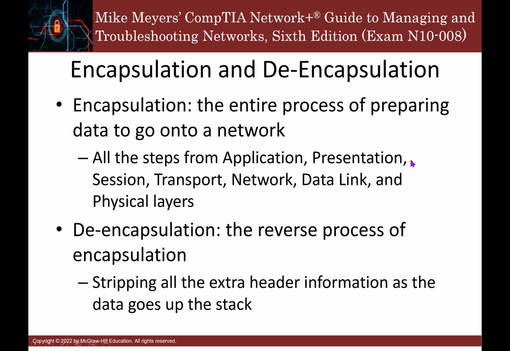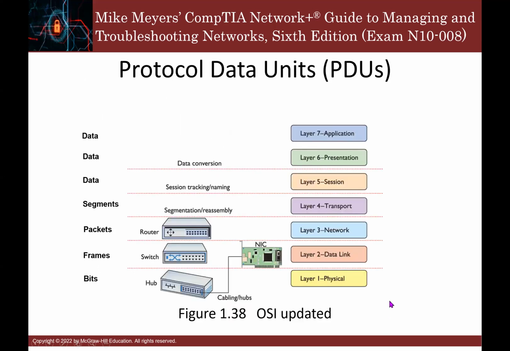So that whole process of going from the initial data from a user down the stack to the cable is called encapsulation. It's the entire process of preparing data to go onto a network. So all the steps from application, presentation, session, transport, network, data link, and physical layers. And then when it's received on the other end, the data has to go through the decapsulation process, the reverse process of the encapsulation, stripping away all the extra header information as the data goes up the stack and eventually becomes the application data received by the destination host.